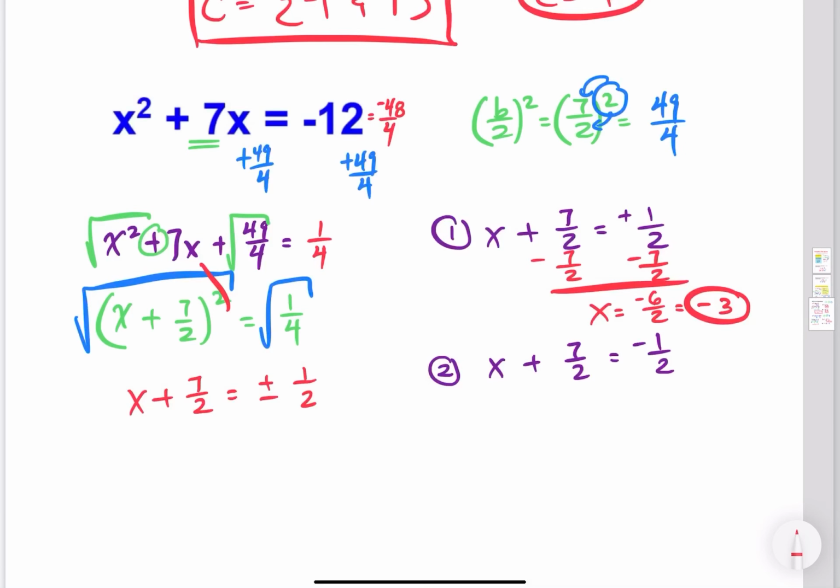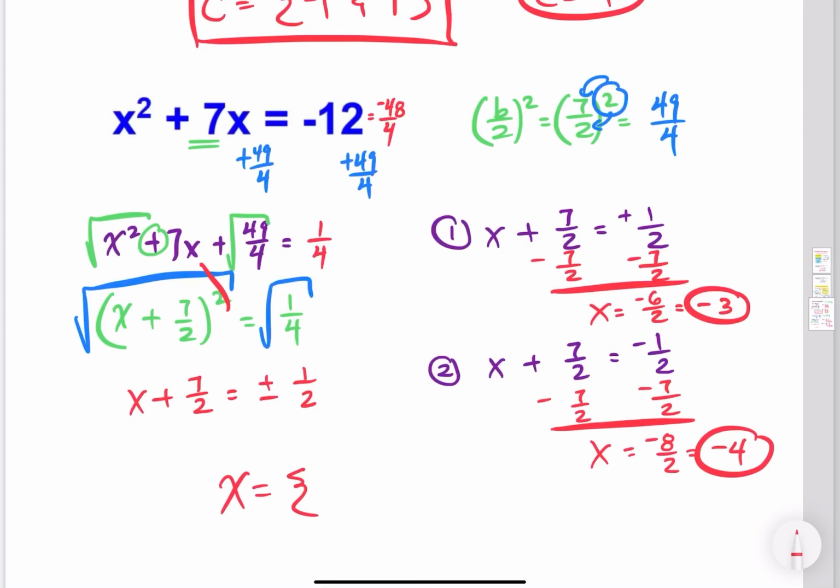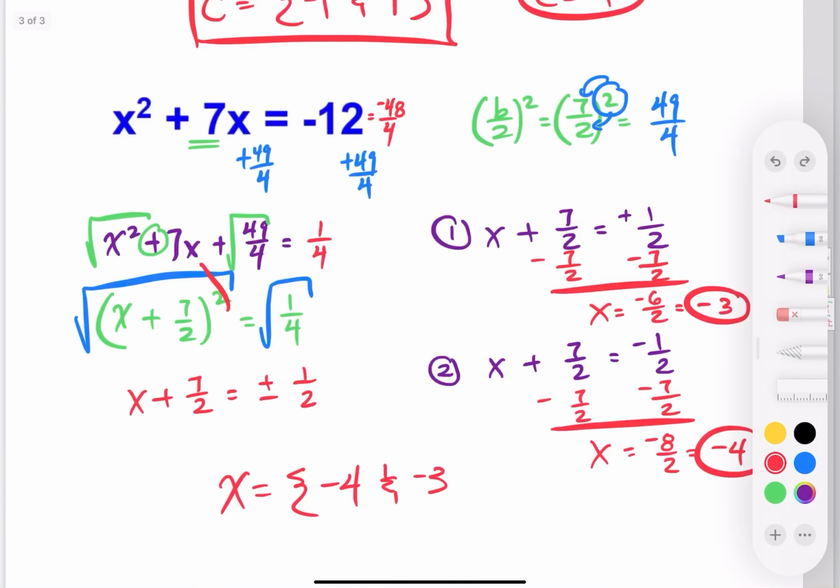I'm going to subtract 7 over 2 on both sides in the second one. That's going to give me x is equal to negative 8 over 2, since negative 1 minus 7 is negative 8. Keep the denominator, and negative 8 over 2 is just negative 4. So we write out our answer as a set. Our first one, from least to greatest, always least to greatest, is negative 4, and our second solution is negative 3. Oops, wrong one. Put in braces instead of parentheses.